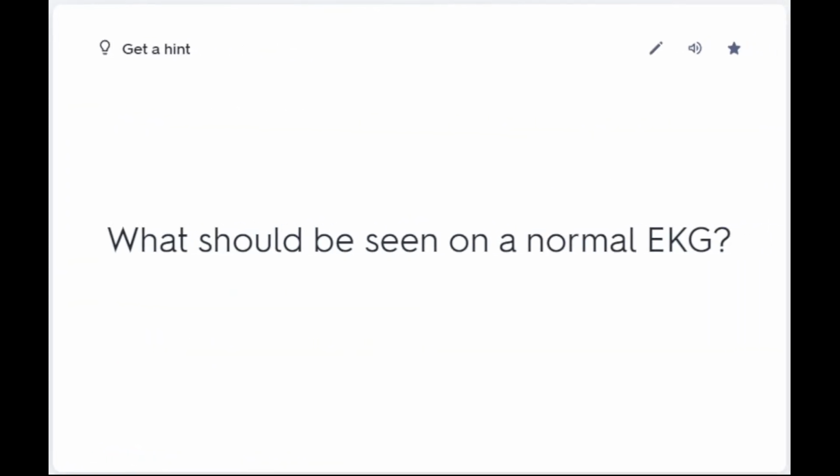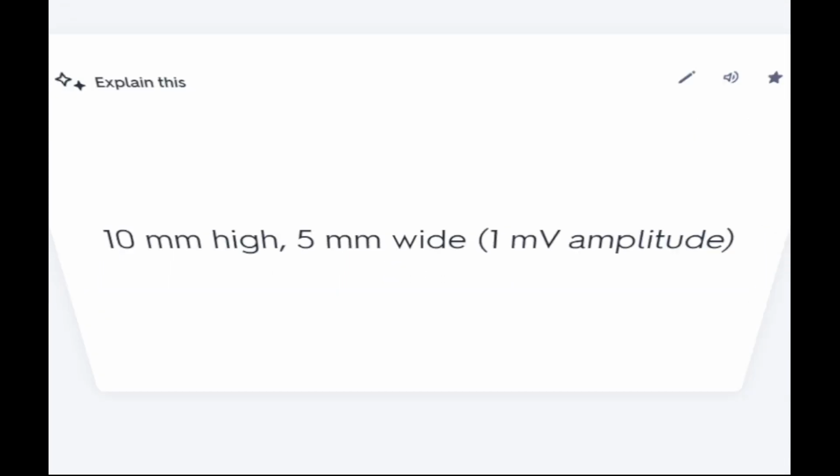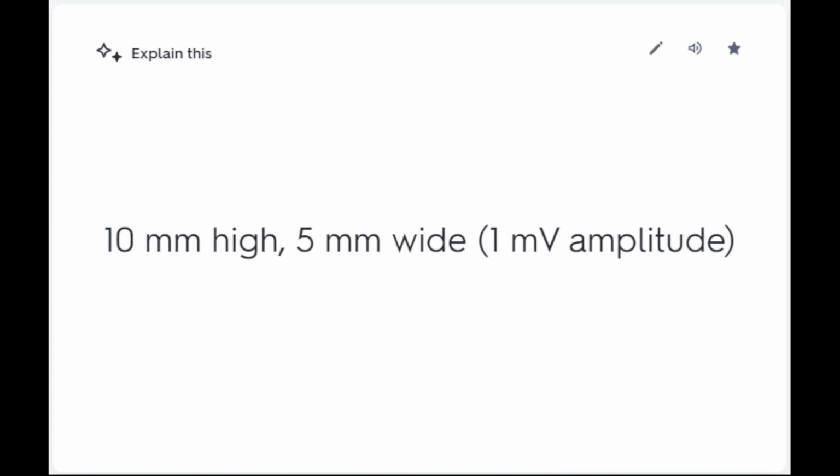What should be seen on a normal EKG? Universal standardization mark. Baseline tracking through the middle of the tracing. No abnormal spikes in baseline. PQRST waves visible. Positively deflected waves. Universal standardization mark on an EKG: 10 mm high, 5 mm wide.